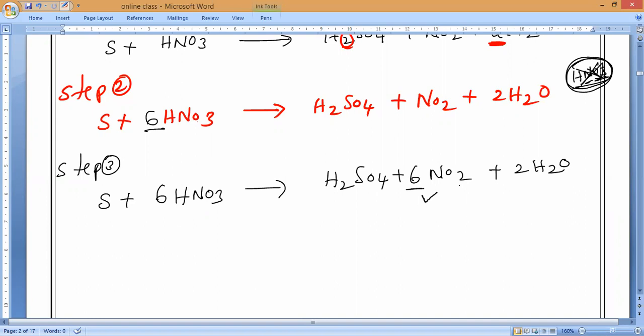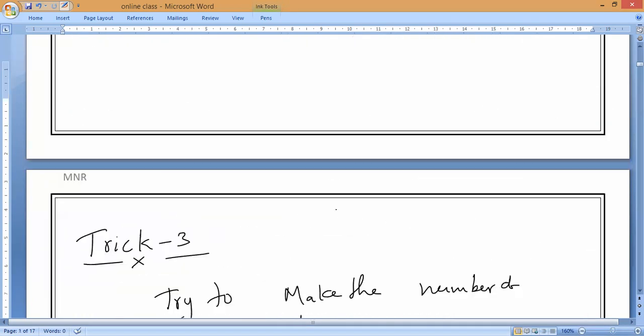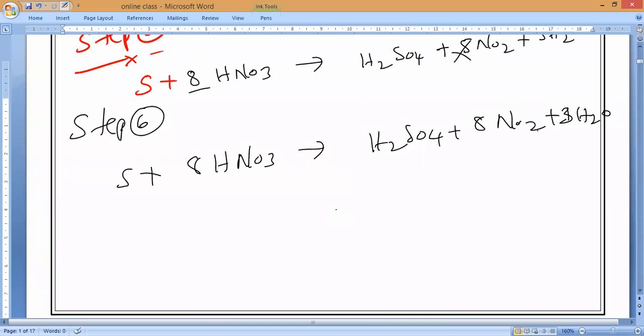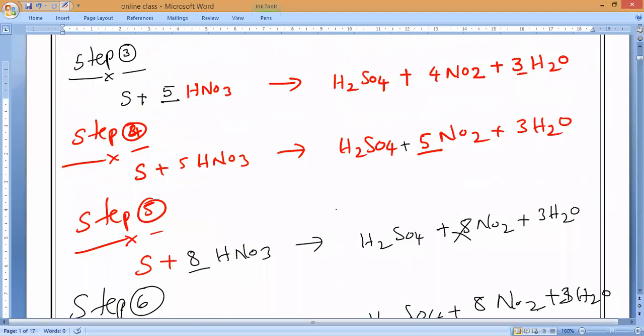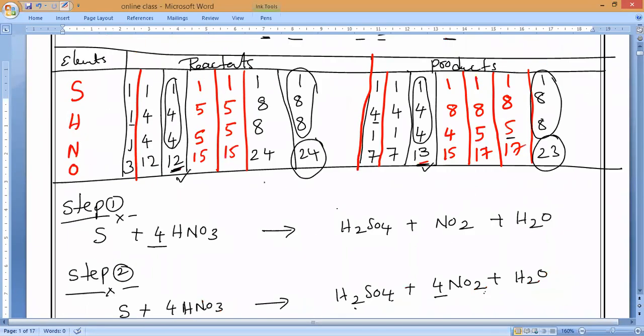Sir, can you explain the before example? The same example we got, right, sir? The same example in the normal process. Can you explain it? Normal process. I am trying to balance one by one.